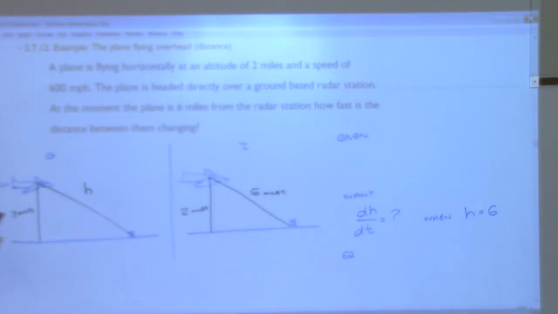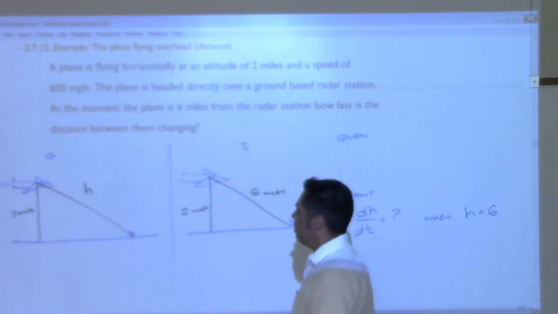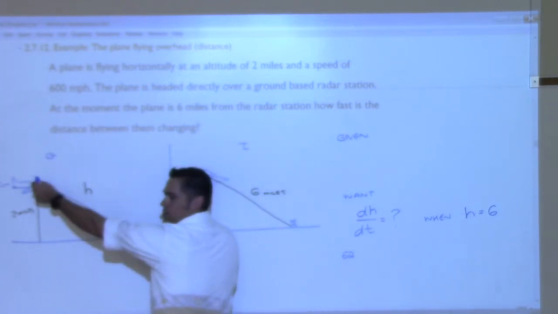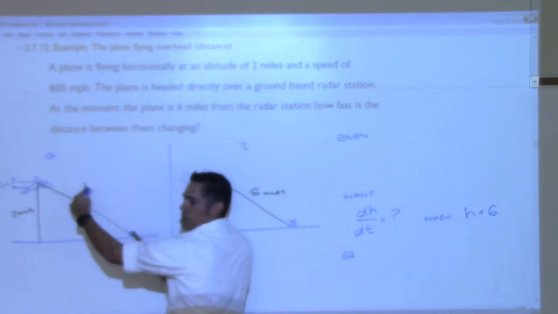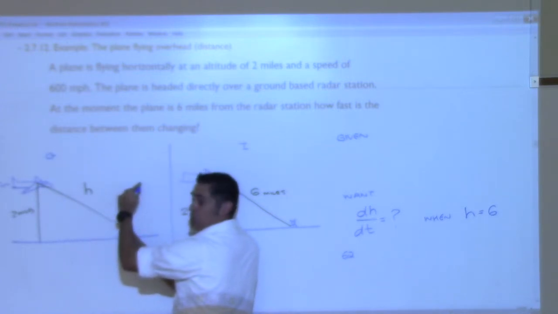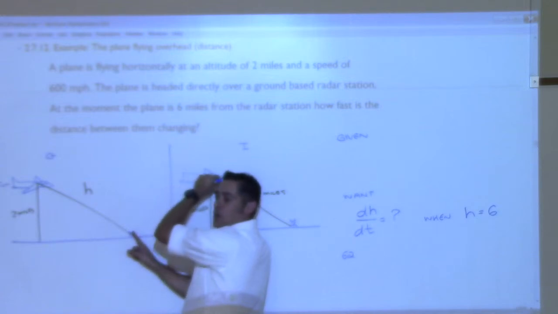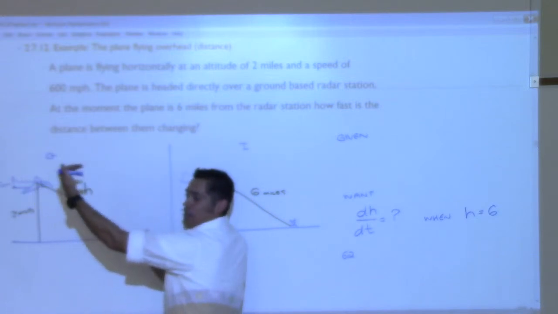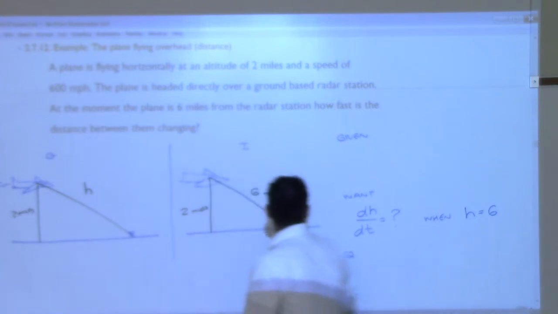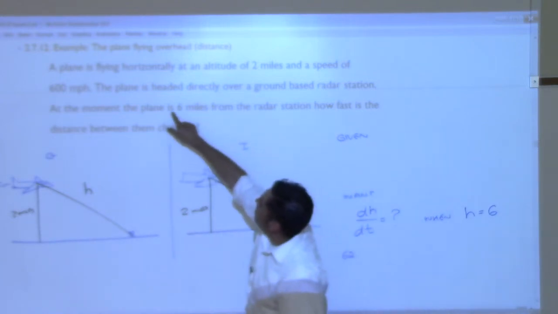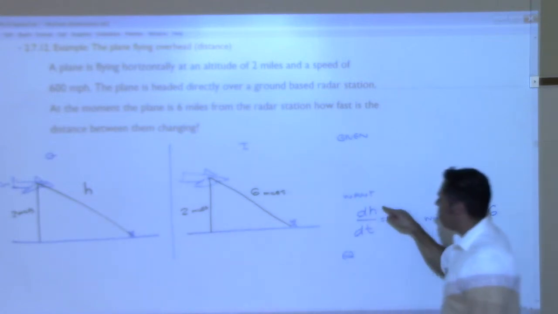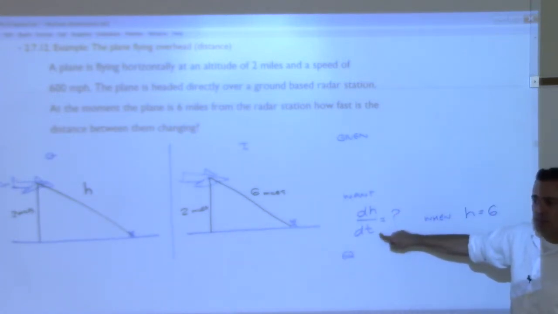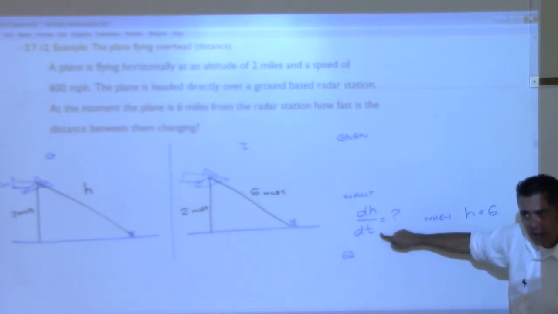Y'all okay on that? Following this? You don't get it? Okay, so it's like you're measuring from here to here, right? As this plane flies over, this h is starting to get shorter and shorter, until it gets overhead, then it's 2. Then as it goes past you, it's going to get longer and longer. So as the plane flies, h is always changing. So you would like to know, at the moment the plane is 6 miles from the radar station, how fast the distance between them is changing. So you want to know how fast h is changing with respect to time. Does that clarify it a little bit?